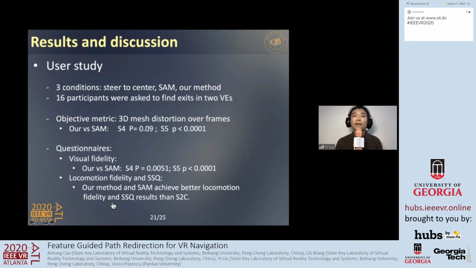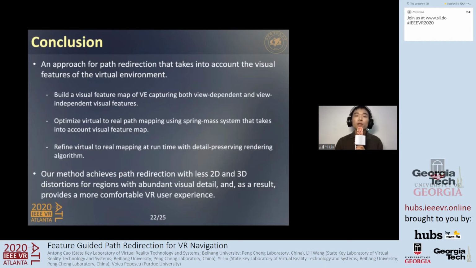In conclusion, we have presented an approach for path redirection that takes into account visual features of the virtual environment. Our method achieves path redirection with less 2D and 3D distortions for regions with abundant visual detail, and as a result, provides a more comfortable VR user experience.